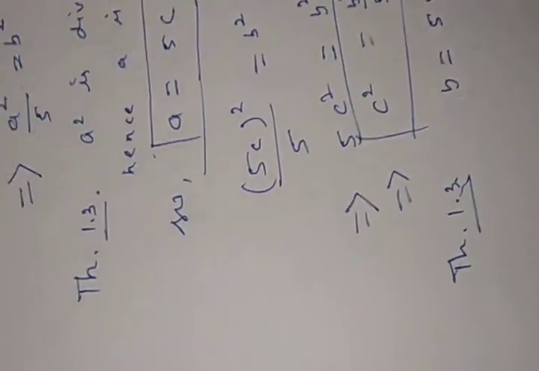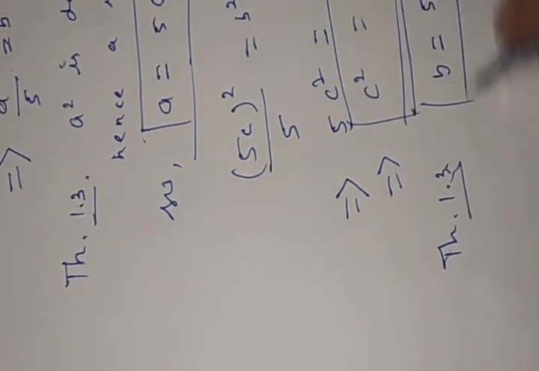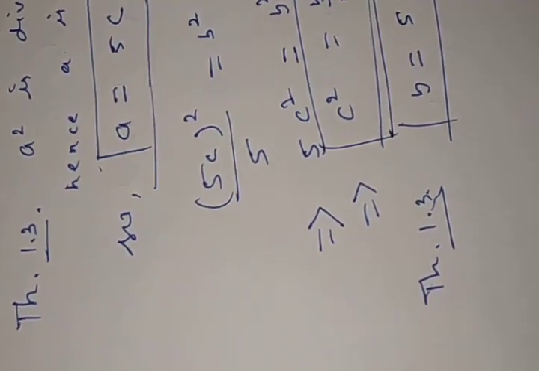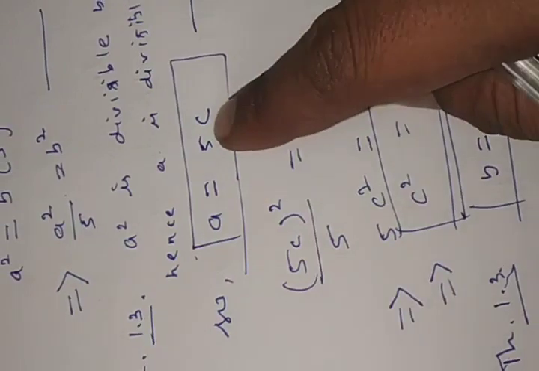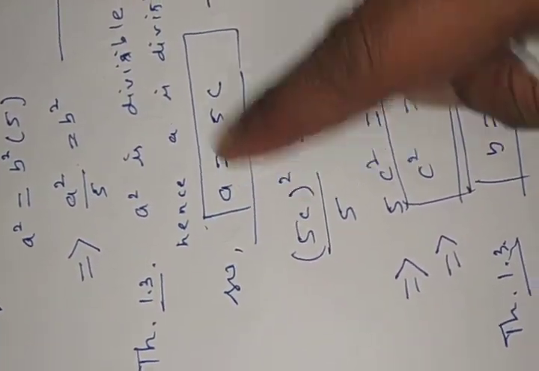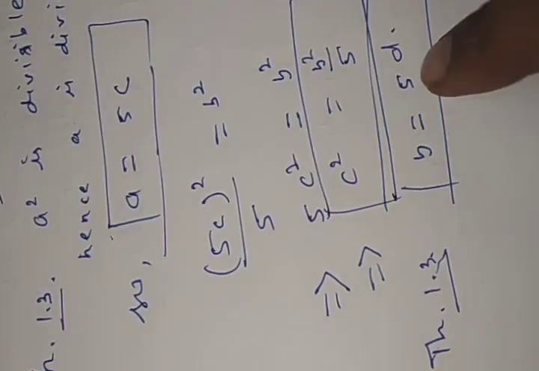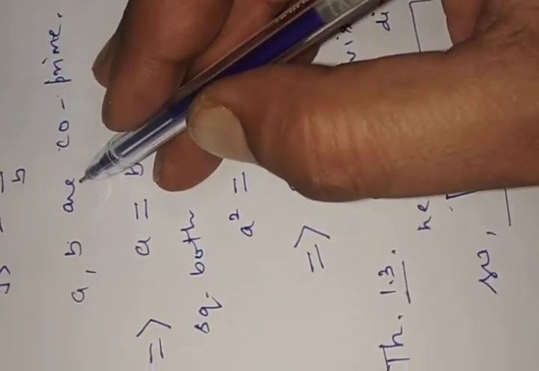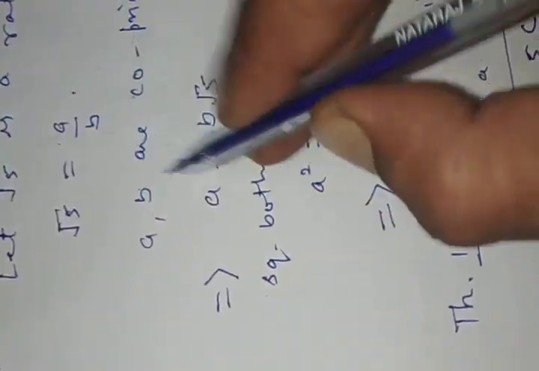Now, see, a is equal to 5c. That means 5 is a factor of a. b is equal to 5d. 5 is a factor of b. Then this is our contradiction to what we assumed earlier in the starting of the question. Why? a and b are co-prime.